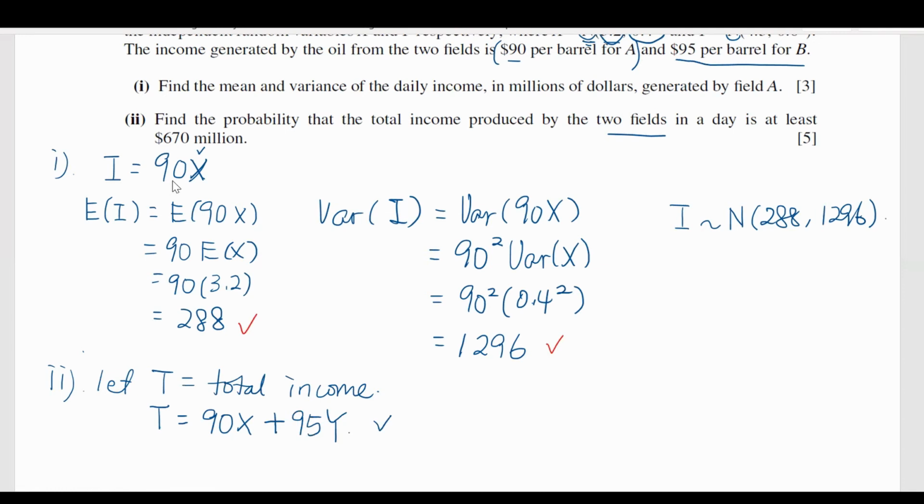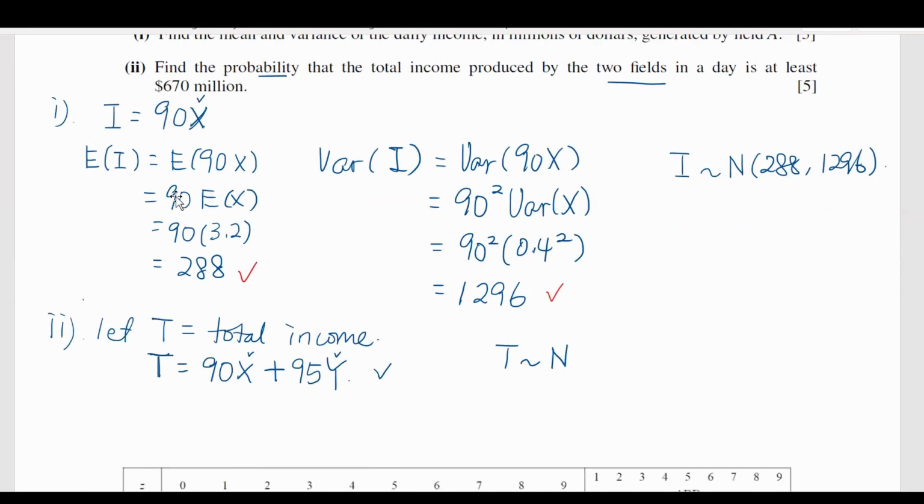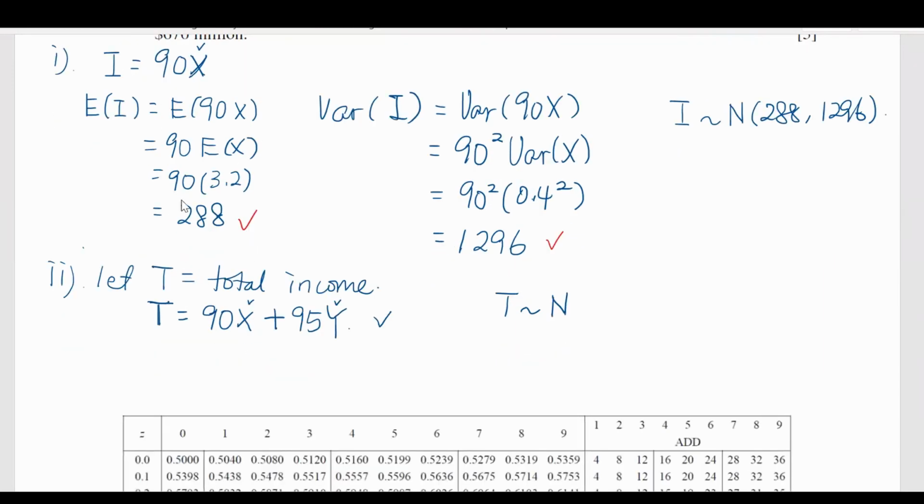So what do we know? What do we need to do? In order to find the probability, we need to know that T is going to follow a normal distribution. Again, because X is normal and Y is normal, if T equals aX plus bY, then T is also going to be normally distributed. So if this is a normal distribution, what do we need? We need to find out the mean.